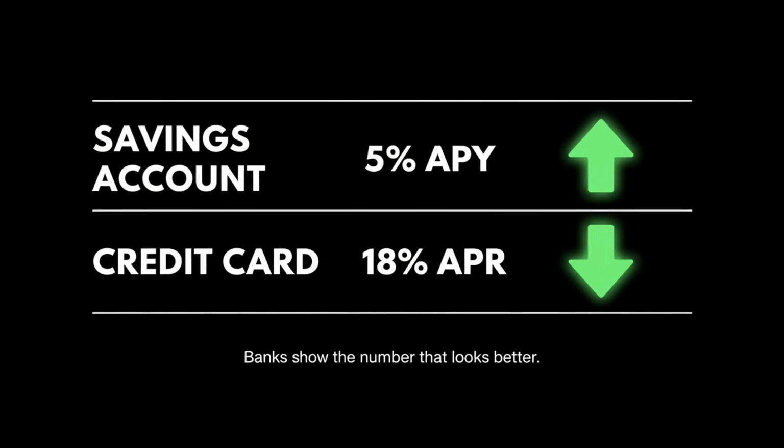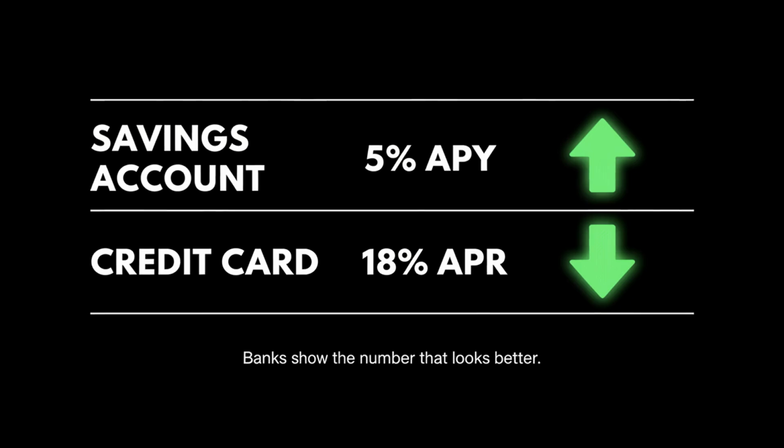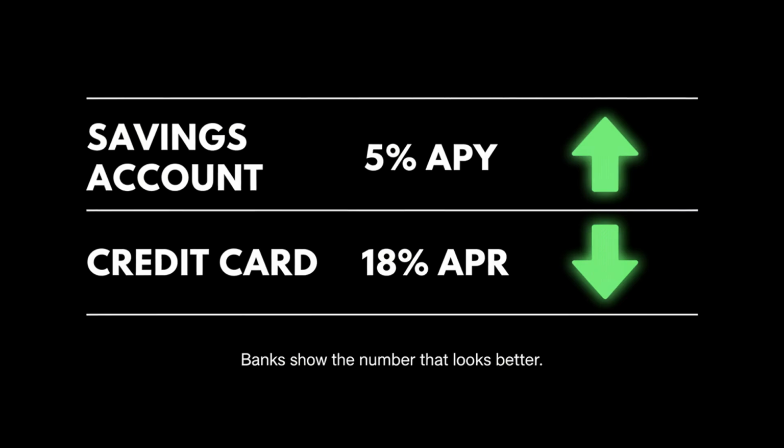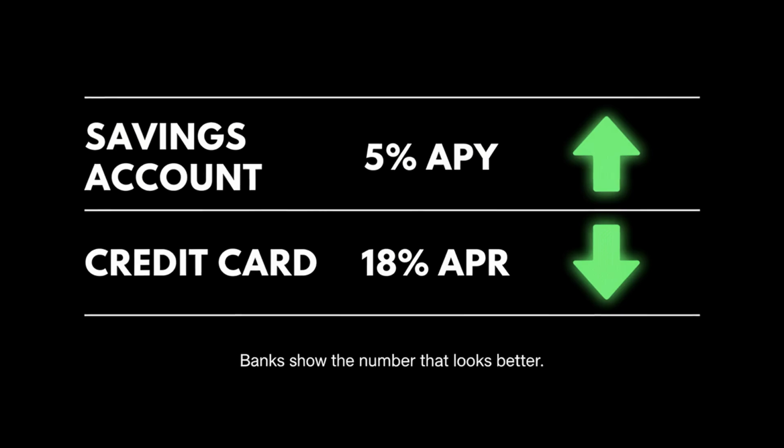If you see an APY that seems weirdly high compared to the stated interest rate, check the fine print for compounding frequency. Daily compounding on a 5% rate gives you an APY of about 5.127%, while annual compounding gives you exactly 5%, because there's no mid-year stacking.